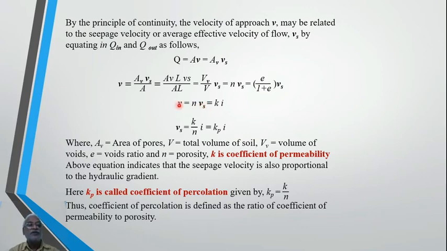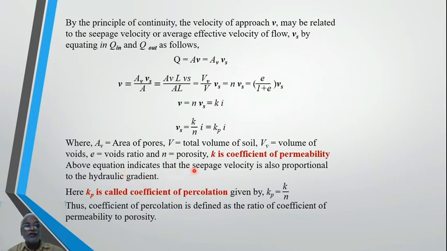Now this is V equal to K i. Now Vs becomes K divided by n into i. This K divided by n itself will be known as Kp, which is the coefficient of percolation, whereas K is called the coefficient of permeability, where Av is area of pores, V is total volume of soil, Vv is volume of voids, e is voids ratio, n is porosity. With all those notations, K is the coefficient of permeability.